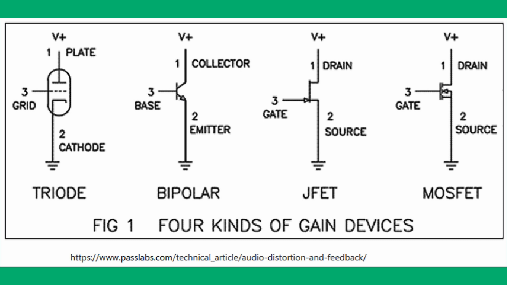Shown in this photo is a summary diagram of a triode tube, bipolar transistor, JFET, and MOSFET with the corresponding connections. Voltage between connections 1 and 3 results in current flowing between connections 1 and 2. The input voltage varies with the musical signal, and the output current varies accordingly.